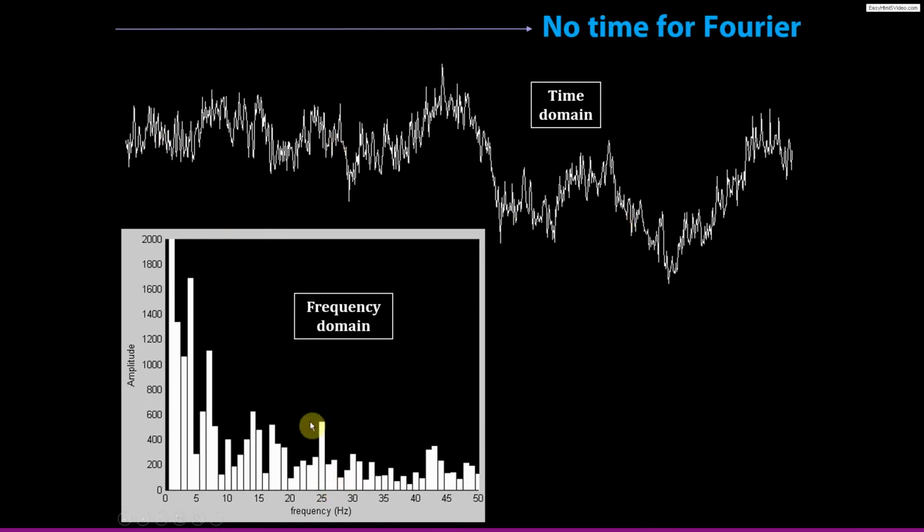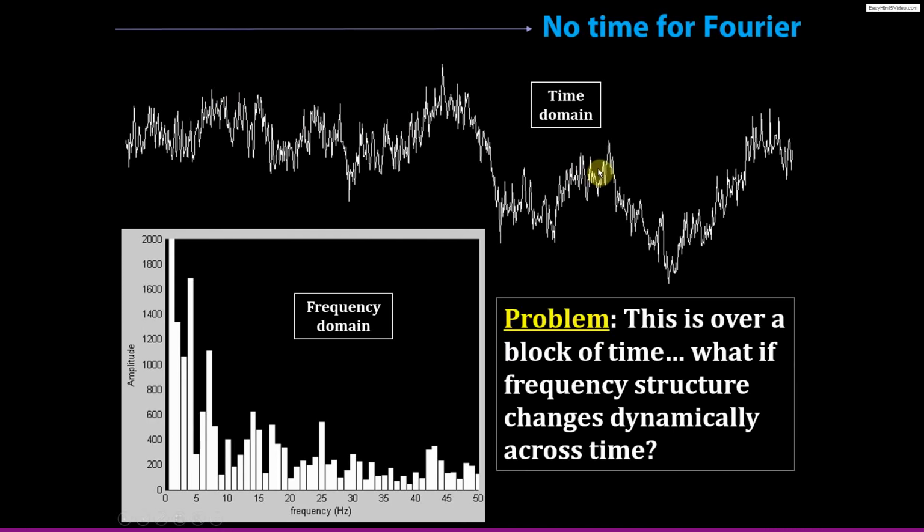So here we see that there is some component of 25 hertz activity in this signal, but it's extremely difficult and for all intents and purposes impossible to determine whether this 25 hertz component is constant over time or whether there is a burst of 25 hertz activity here and no 25 hertz activity here and so on. So in other words, the problem is that the Fourier transform tells us about the results over a block of time. But of course, we want to know how the frequency structure in the data changes over time.